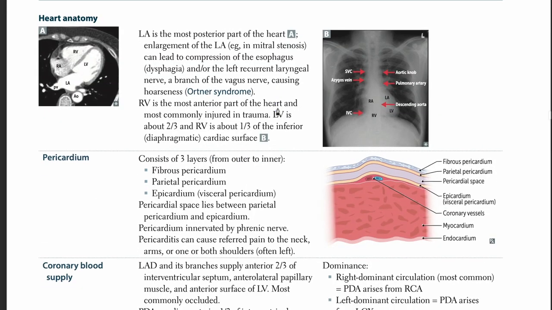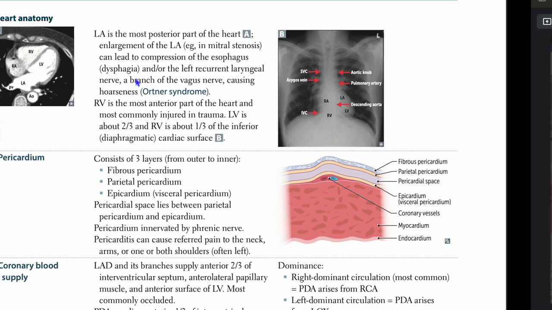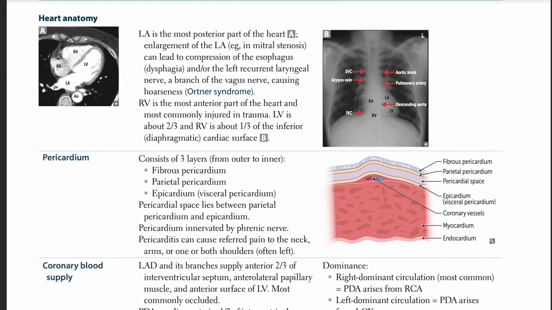Okay, so anatomy. Heart anatomy. You have the left atrium, which is the most superior part of the heart. Normally, this is how you're going to see it, and this is how you're going to see it in a photo on a chest scan. So the left atrium will be the one closest to the aorta.